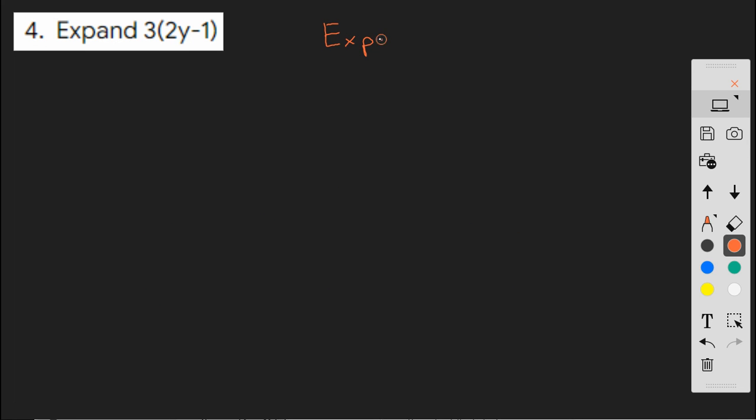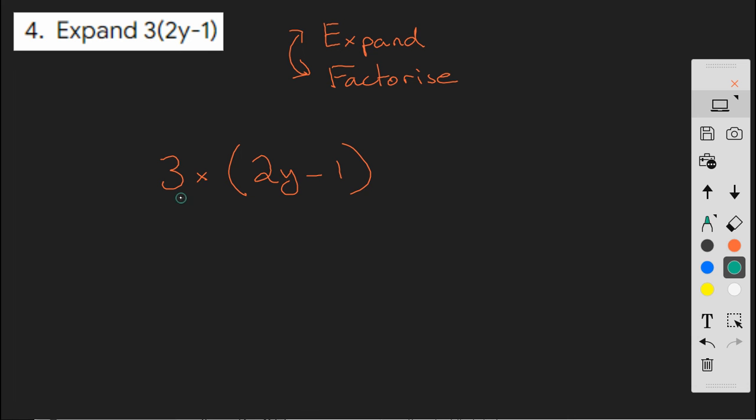Now we have 2 command words that we might find in our GCSE exam. One is to expand and the other is to factorize. And these are inverse operations of one another. So what this means is that we've got 3 times 2w take away 1. And that is the same as 3 lots of 2w, which is 6w.